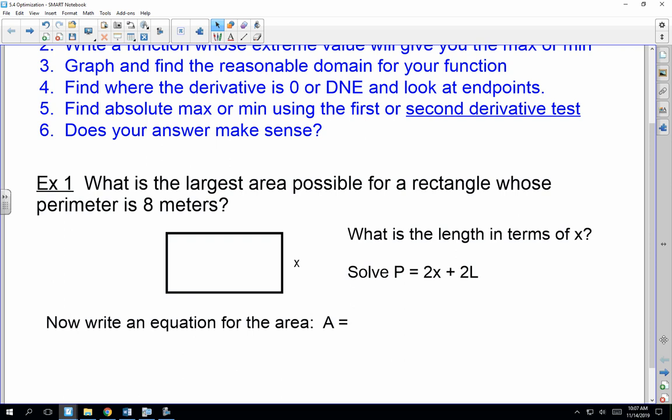So here's example 1. It says, what is the largest area possible for a rectangle whose perimeter is 8 meters? So it's basically telling us we have 8 meters of fencing. What do the dimensions have to be to maximize the area? So 8 meters of fencing. What dimensions do you need to maximize the area? And yes, it does make a difference. We studied this a little bit in geometry.